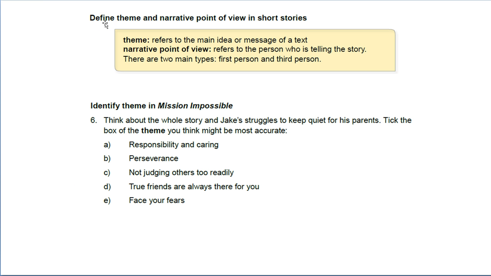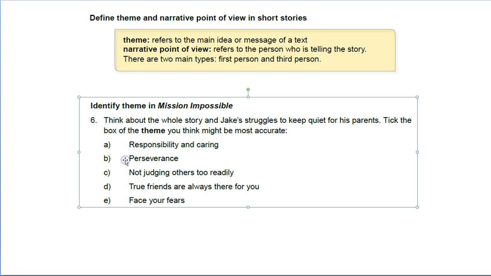Alright, and lastly, we're changing tunes a little bit here. We're going to start looking at narrative point of view and themes in short stories. Theme is the main message or the main idea in the text. Some themes are down here. You can see responsibility and caring, perseverance, so in other words, never give up, not judging others too readily, true friends are always there for you, face your fears. Okay, so each story might have a different theme, a message that it's trying to send to the reader.